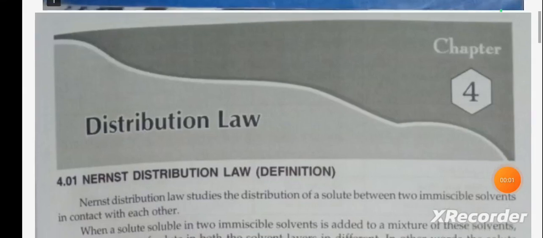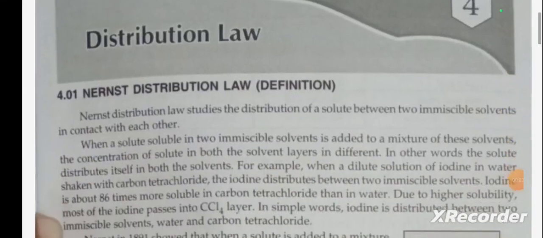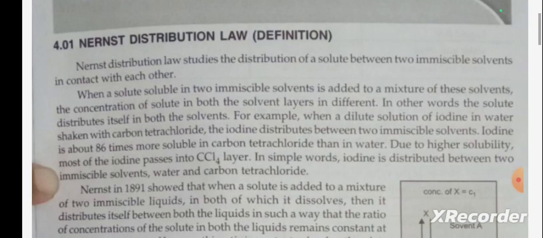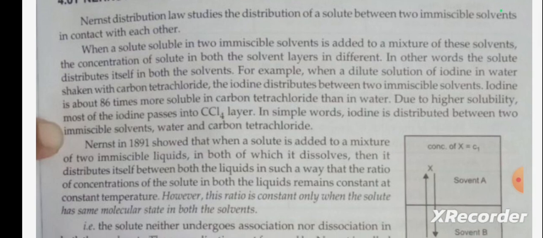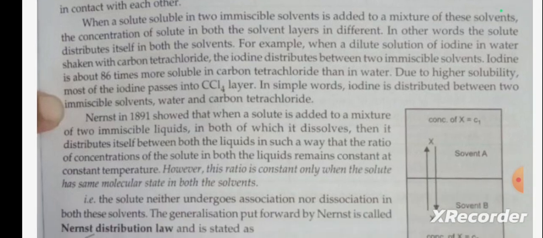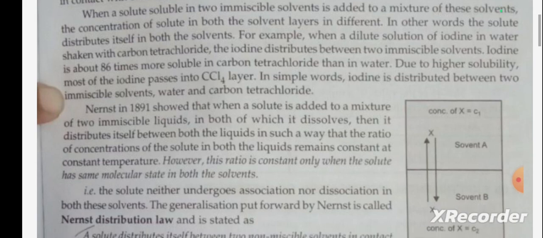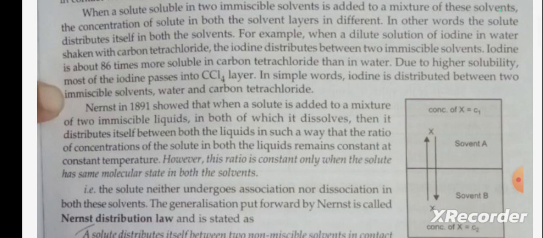Distribution law. Nernst distribution law studies the distribution of a solute between two immiscible solvents in contact with each other. When a solute soluble in two immiscible solvents is added to a mixture of these solvents, the concentration of solute in both the solvent layers is different. In other words, the solute distributes itself in both the solvents.